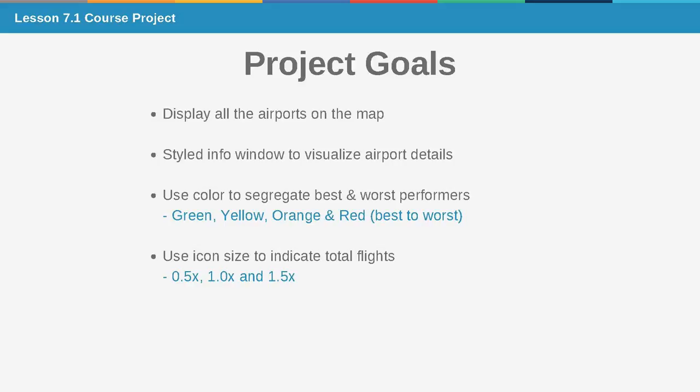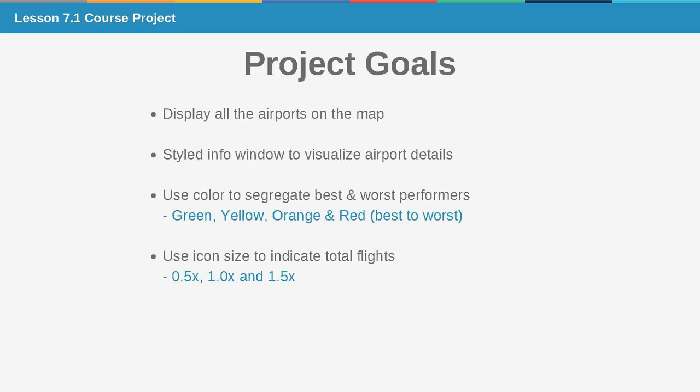First, we want to show all the airports on the map at the same time. Second, we want to be able to easily identify the best and worst airports based on on-time arrival and departures. We will accomplish this by using 4 different colored icons, green, yellow, orange, and red airplanes, to indicate the airport performance from best to worst.